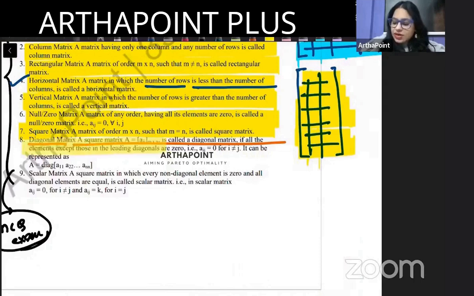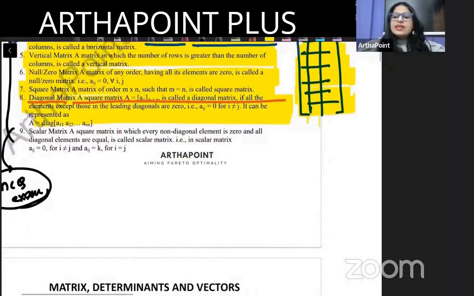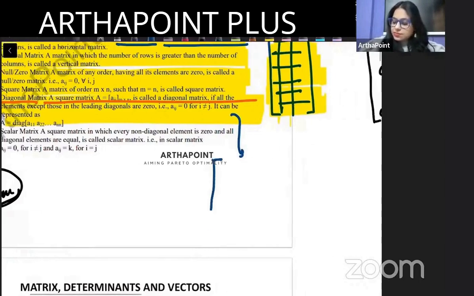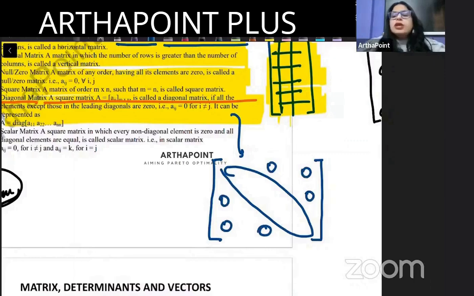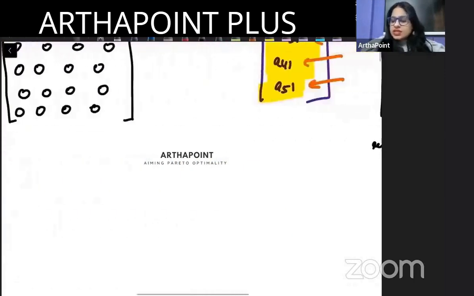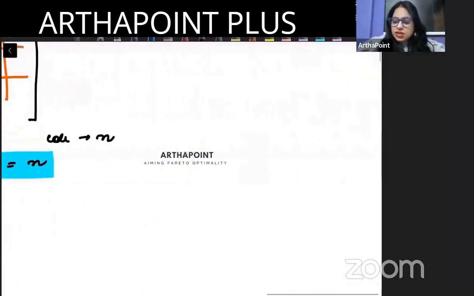The next is called as a diagonal matrix. So a diagonal matrix is any matrix in which we can go ahead and say that the leading diagonal elements are non-zero. तो हम क्या कह रहे हैं कि except these leading diagonal elements, इसके अलावा everything is zero. यहाँ पे भी zero, zero, zero, zero, zero, zero, everything else is zero.